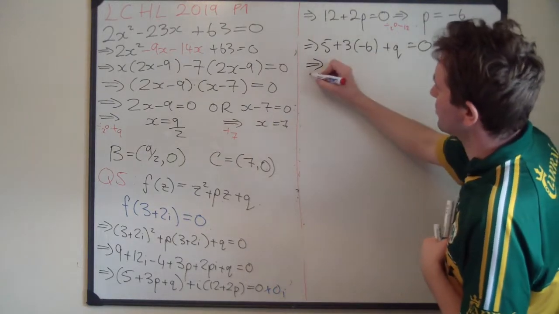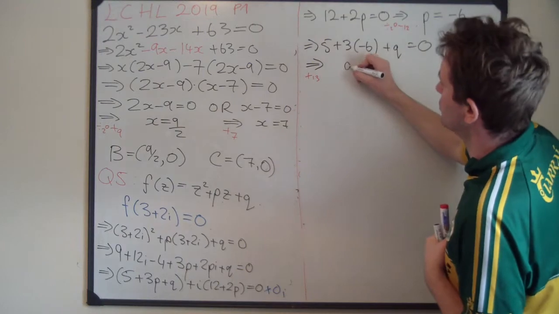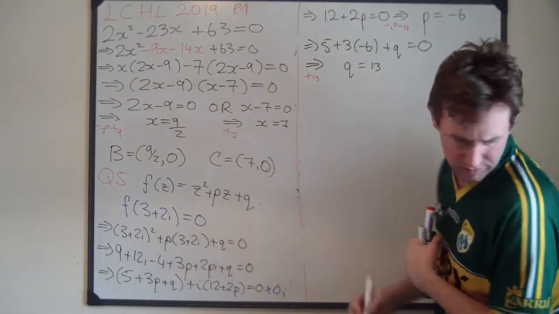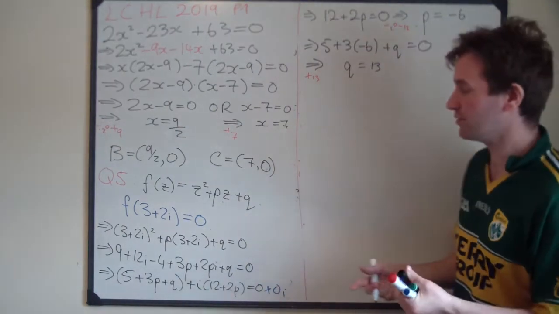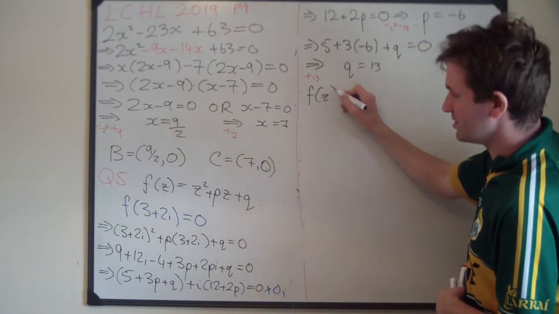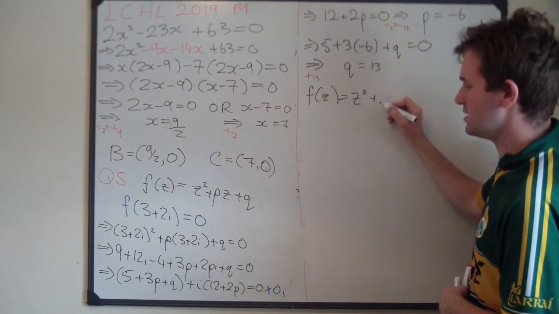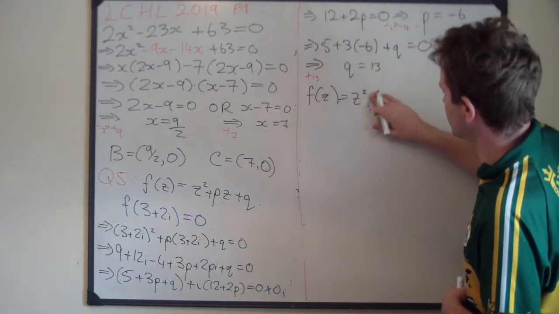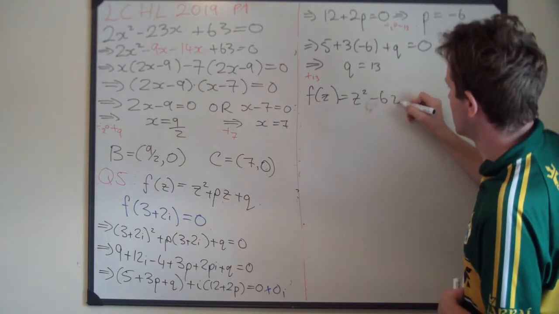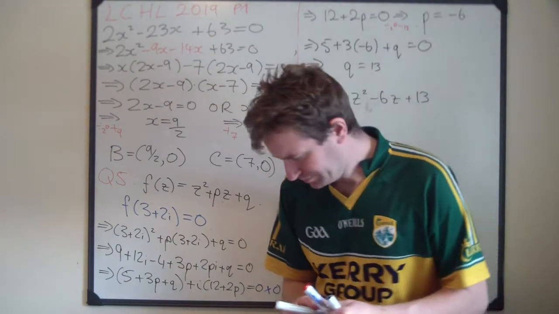So if this is minus 13, add 13 to both sides, and you get q is equal to 13. Now the question is: find the value of p and the value of q. We've done it, but I could write it down a bit nicer. f(z) is z squared plus p times z, where p is minus 6z, plus q, where q is 13. Right.